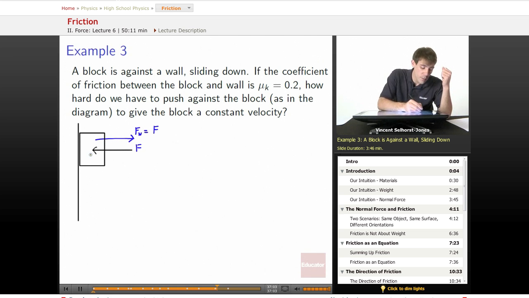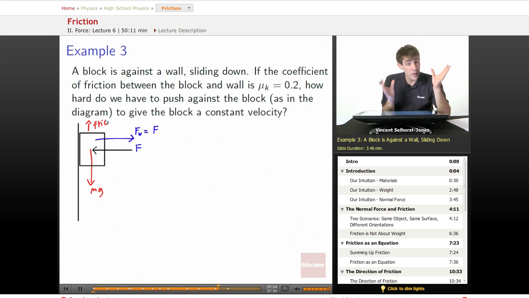So what's going to be operating on this in addition? We've got gravity pulling down by mg, and we've got friction pulling up by some amount that's going to be connected to its mu and the normal force. That's what will determine the friction. So are we moving or are we not moving? In this case, we started off knowing that the block is sliding down. So that means we'll be using mu k, mu kinetic.